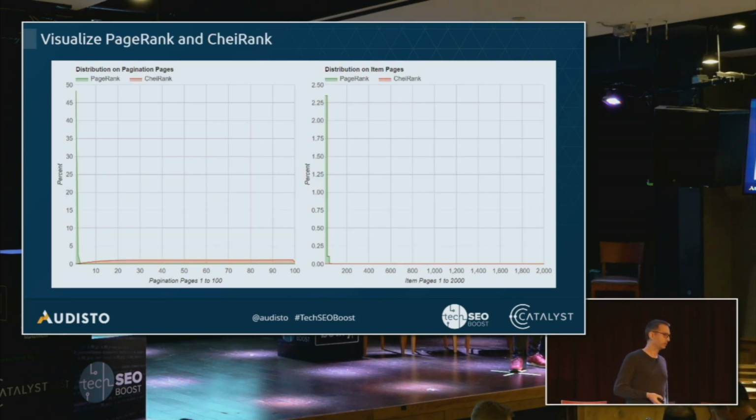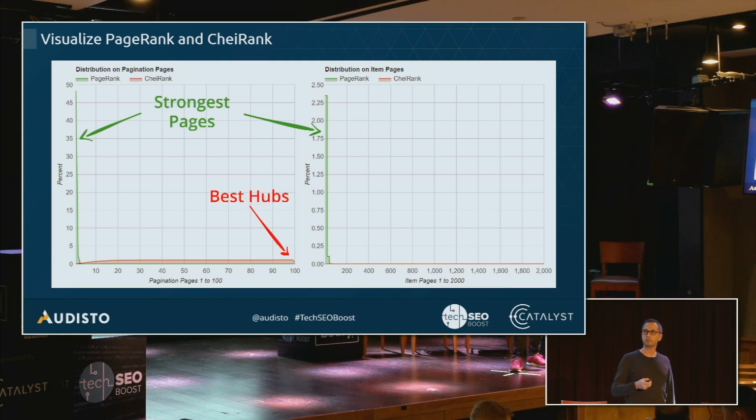And what we can also do is visualize PageRank and CheiRank. As you can see here, the strongest pages are at the front. And this is due to the stuff previously described. Everything links back to the first pagination page, and this is a good thing. And a bad thing is that the best hubs are at the end.